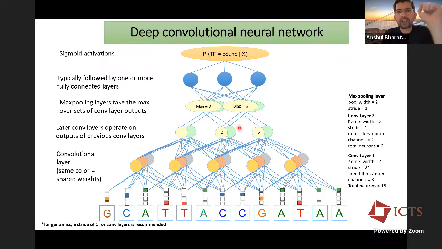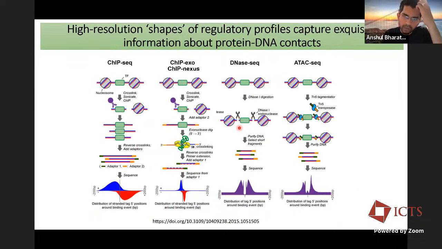But in this talk, I'm actually going to switch the architecture. I'm not going to focus on the binary architecture, where you take a sequence and try to predict a single value associated with that entire sequence. Instead, we're going to move into what we refer to as ultra high resolution, in fact, the highest possible resolution, base resolution models. I'll explain what that means. Just to motivate why that is interesting: take any of these experiments that profile binding of a protein, like ChIP-seq or ChIP-exo, which is a higher resolution version of that, which I'll talk about today. Or there are other kinds of experiments like DNase-seq and ATAC-seq, and I'll talk a little bit about these as well.